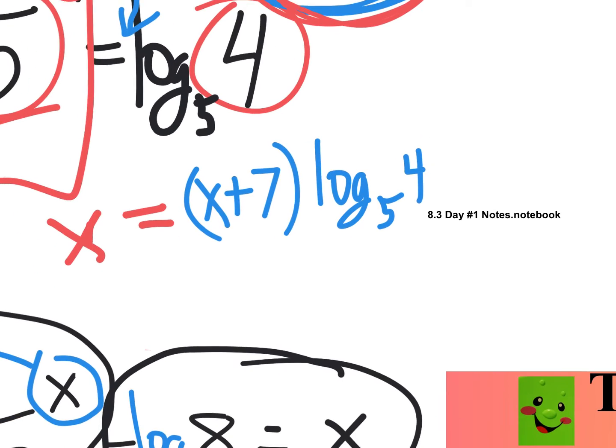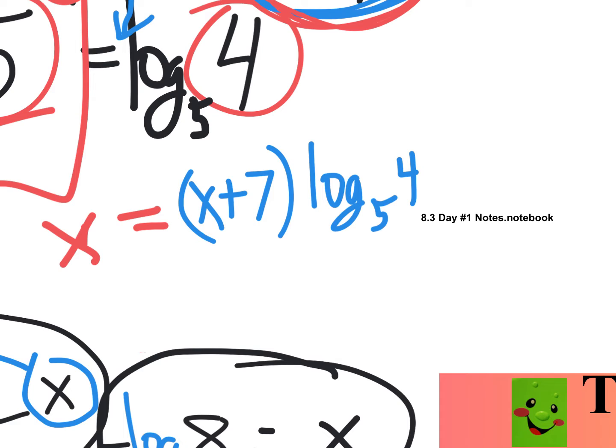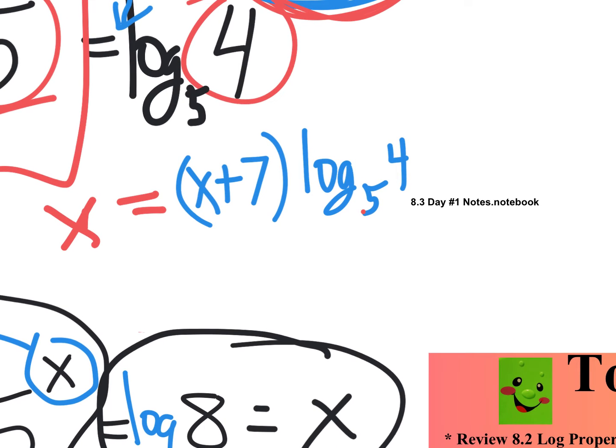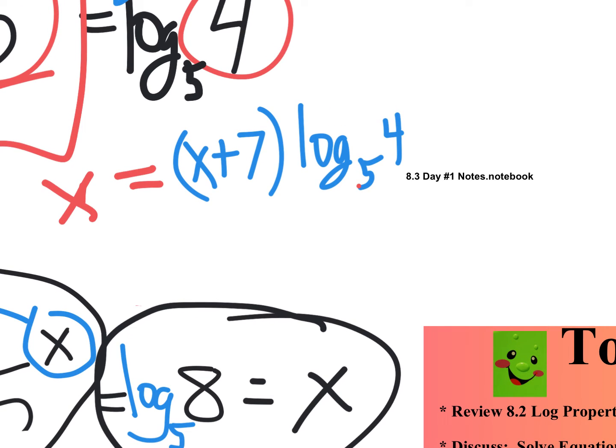Okay. Then why is this good? Because now I can solve for x. There's no weird powers anymore. Now, I'm not going to lie, it's not easy to solve for x here, but I can. And I'm going to see if you can handle it.